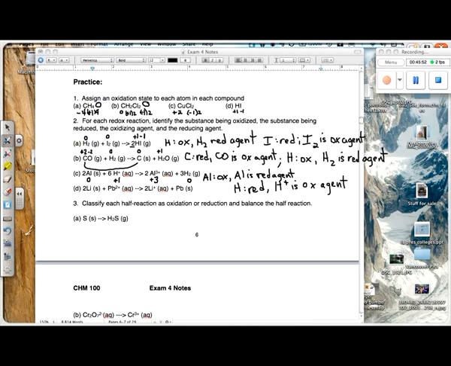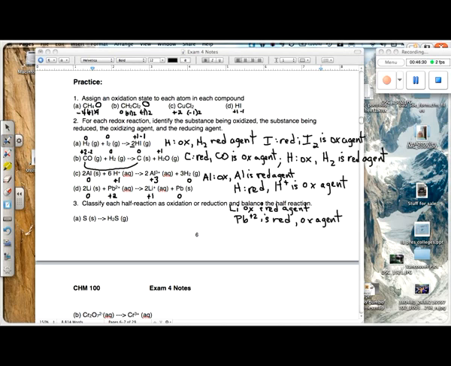All right, one more. Lithium, 0. Lead with the plus 2, same as the charge. Lithium with a plus 1, same as the charge, and lead is 0. So lithium is going from 0 to plus 1. So lithium is being oxidized, and it's the reducing agent. Pb plus 2 is reduced from plus 2 to 0, and that makes it the oxidizing agent.